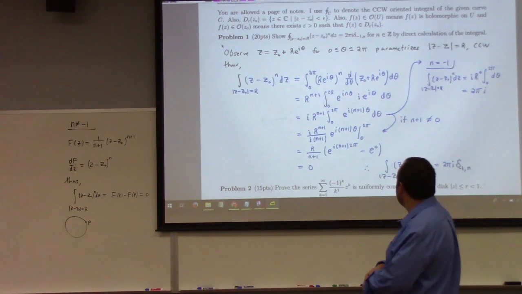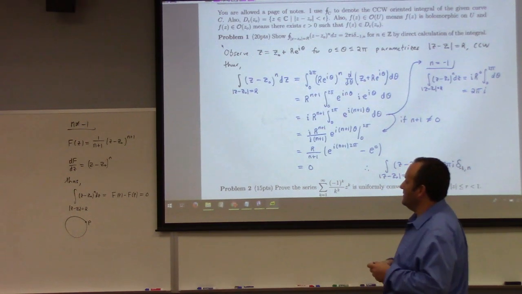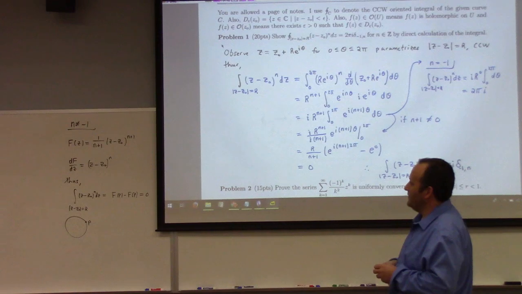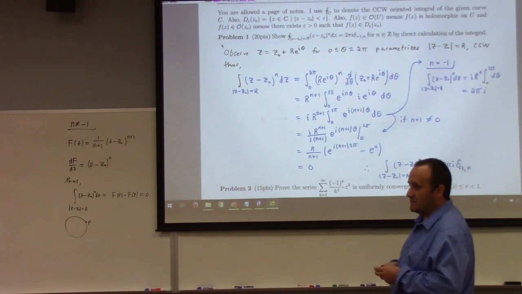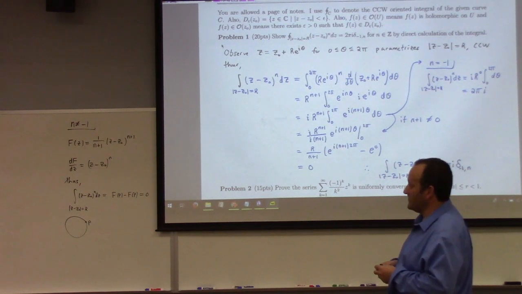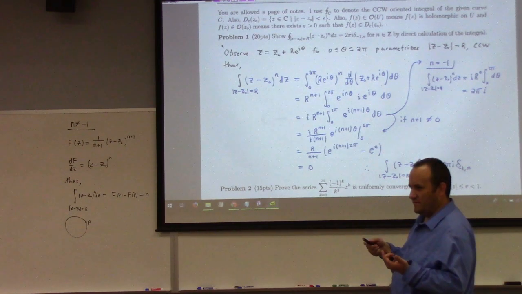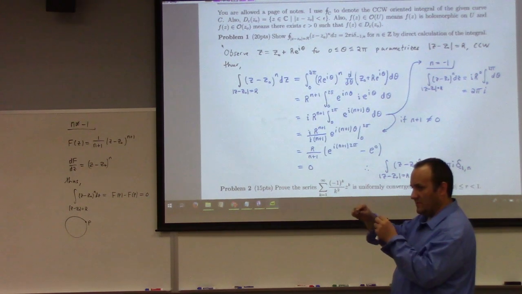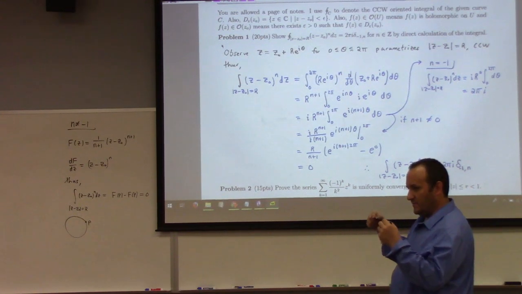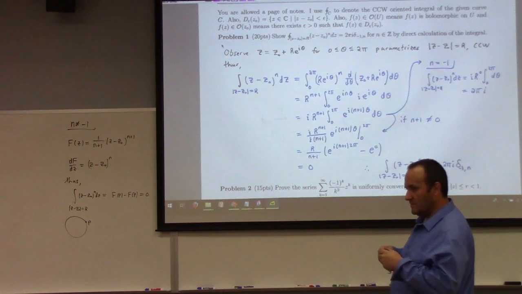Which is interesting, right? Because when n is less than minus 1, when n is minus 2, minus 3, minus 4, whatever, check that out, there's an antiderivative all the way around the origin, and yet there's still a pole in the middle.